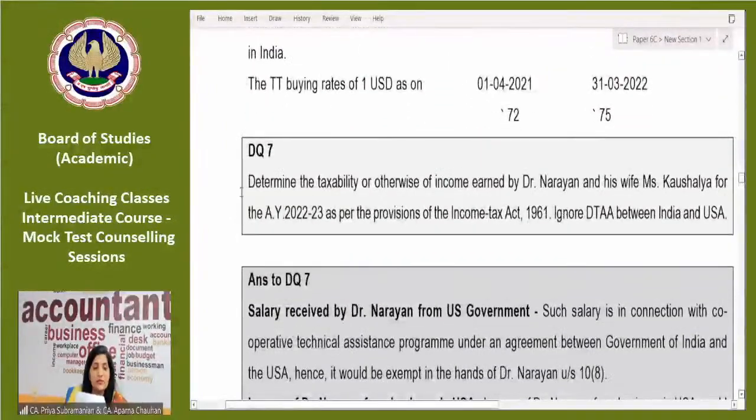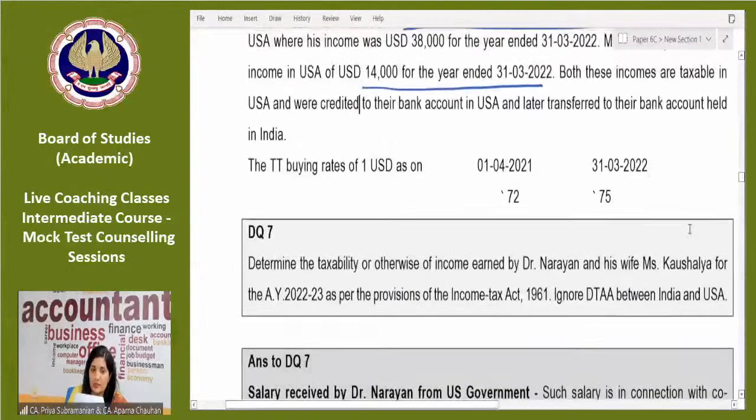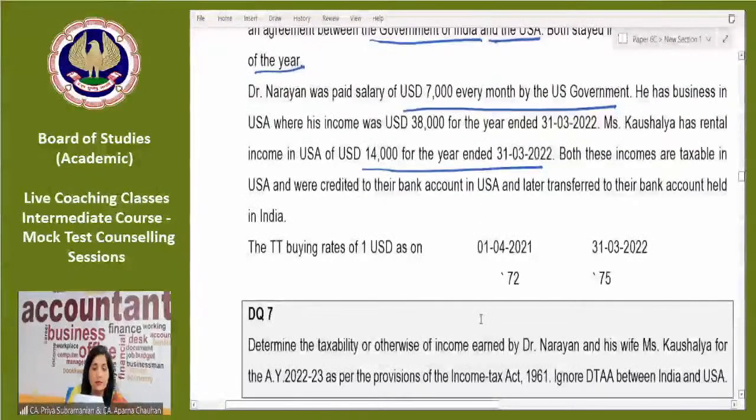One descriptive question is being asked. Determine the taxability or otherwise of income earned by Dr. Narayan and his wife, Ms. Kaushalya, for assessment year 22-23 as per the provisions of the Income Tax Act. Ignore DTA between India and US. You have to determine based on the income tax provisions.